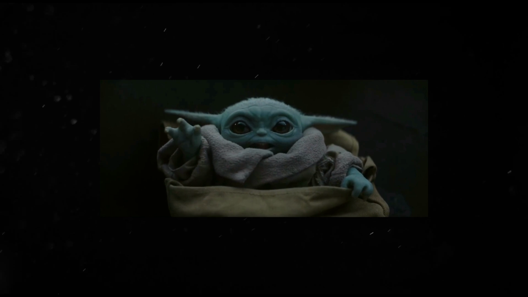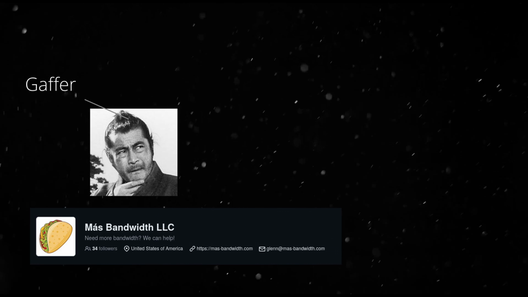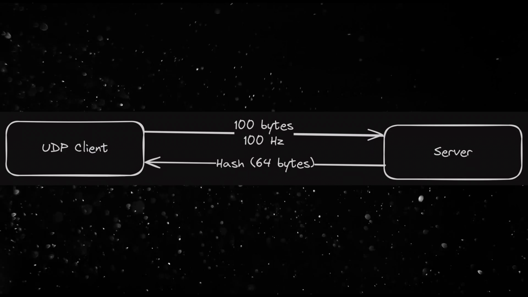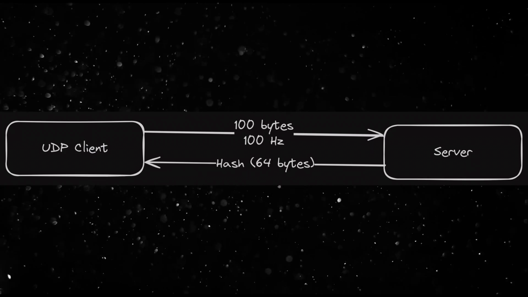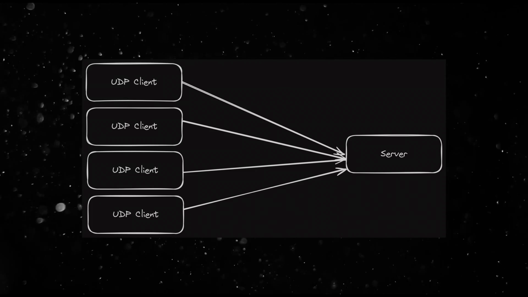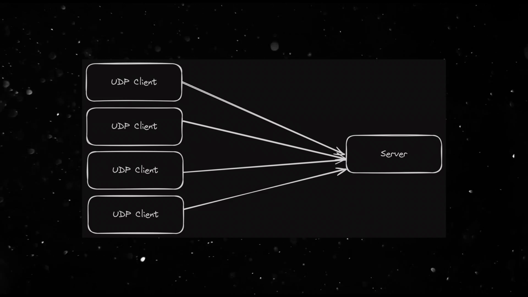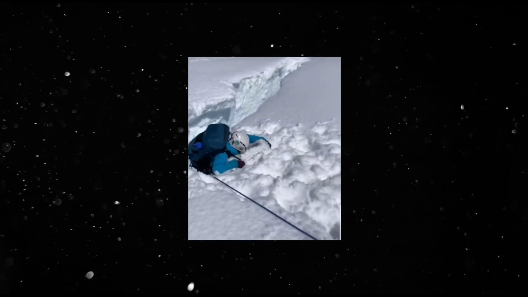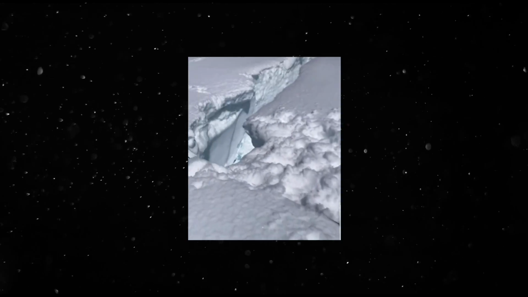Hey there. So, I read this blog from the Gaffer on Mass Bandwidth, calling out an interview challenge about how you would set up 1 million clients sending 100 bytes each, 100 times a second, and a server that responds with the FNV hash of that data. In this video, I'll take you down the rabbit hole that I went down, reading and learning about how you get this insane challenge going.